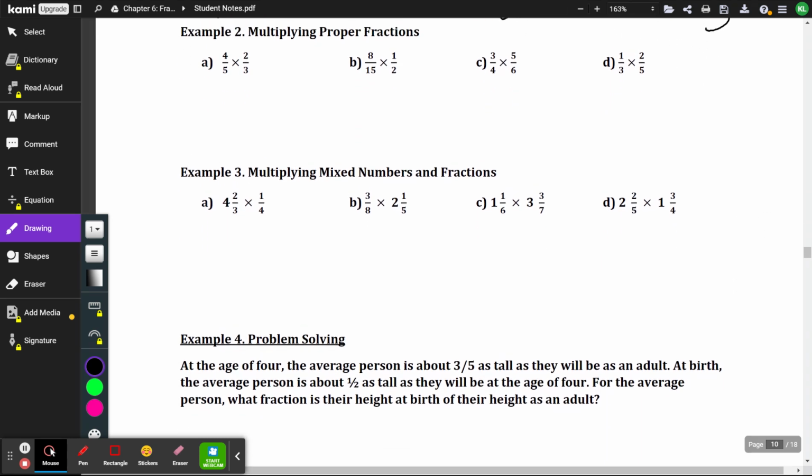When multiplying proper fractions, we multiply straight across. Multiply the numerators together and the denominators together. So 4 times 2, 8. 5 times 3, 15. 8 times 1, 8. 15 times 2, 30. And now this one we could simplify, as we can divide them both by 2, they're even numbers, to get 4/15.